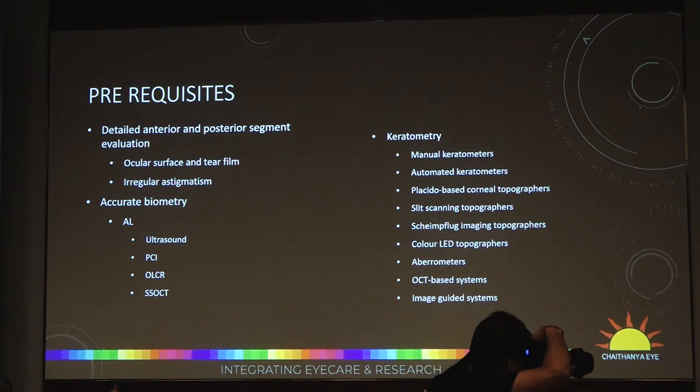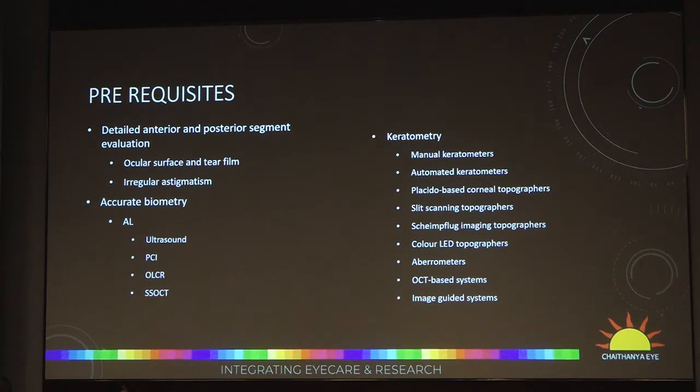The prerequisites for a toric IOL calculation have been told by Dr. Arup before itself. I'm just going to repeat it. The ocular surface and the tear film are of paramount importance. And I would always suggest, if you have access to a topographer, even a Placido-based topographer, to do a topography before you plan on a toric IOL, rather than just a keratometry. Because the topographer gives you a better idea about irregular astigmatism, and it does not just tell you about meridians. And when you have irregular astigmatism, your planning kind of changes.